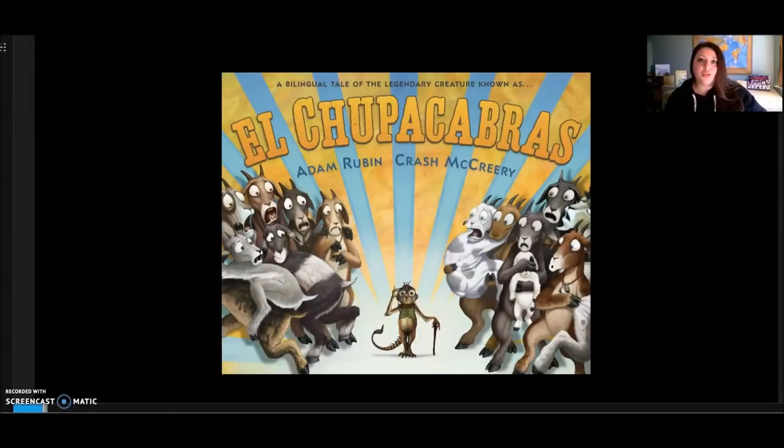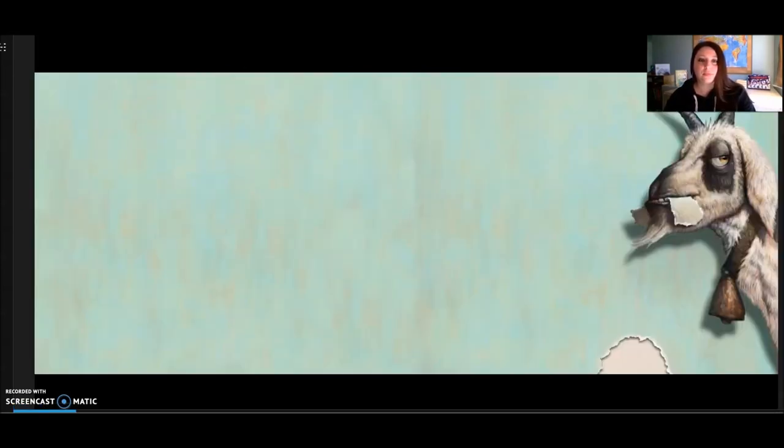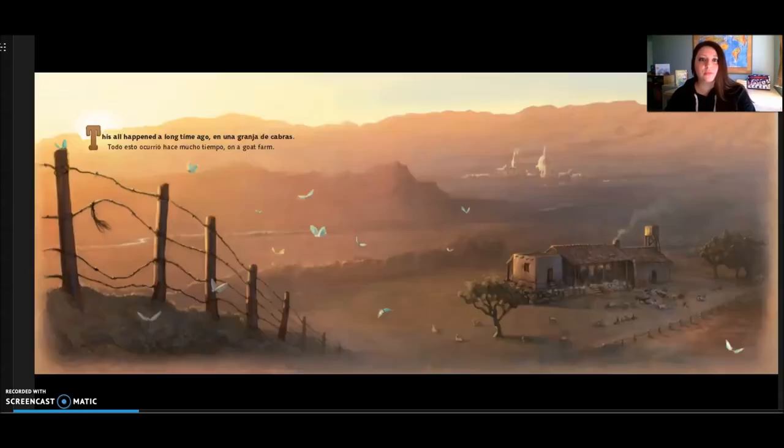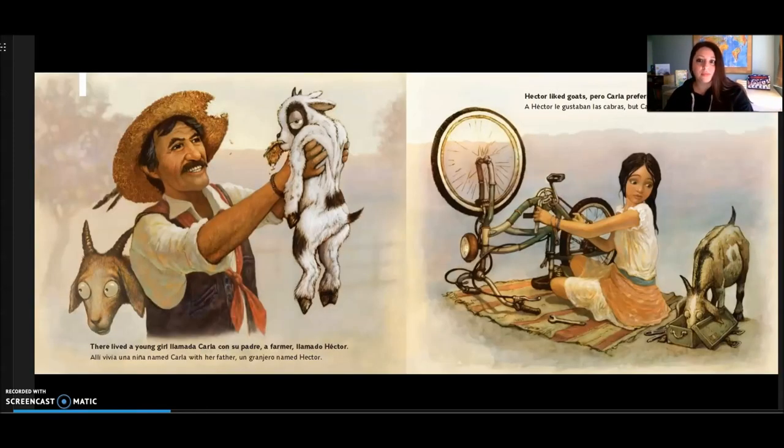Today's story is El Chupacabras by Adam Rubin and Crash McCreary. This all happened a long time ago on a goat farm. There lived a young girl named Carla with her father named Hector. Hector liked goats, but Carla preferred bicycles.